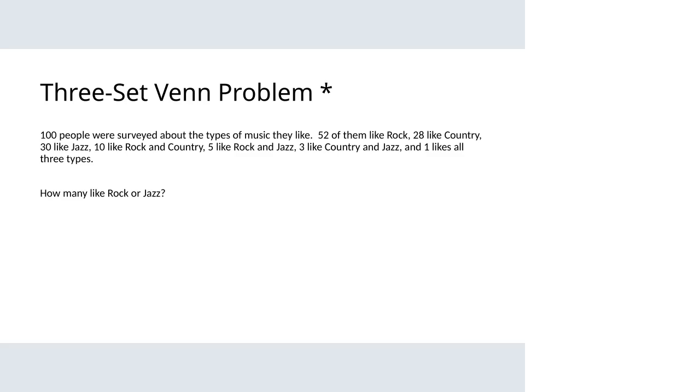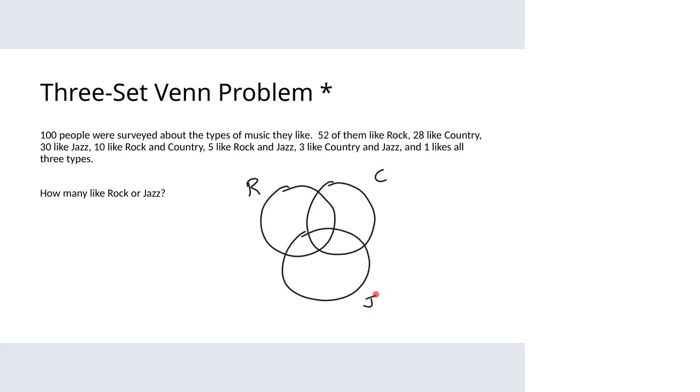It says 100 people were surveyed about the types of music they like. 52 of them like rock, 28 like country, 30 like jazz. 10 like rock and country, 5 like rock and jazz, 3 like country and jazz, and 1 likes all three types. All we're doing right now is drawing our Venn diagram. And as I go through there, I've got rock, country, jazz.